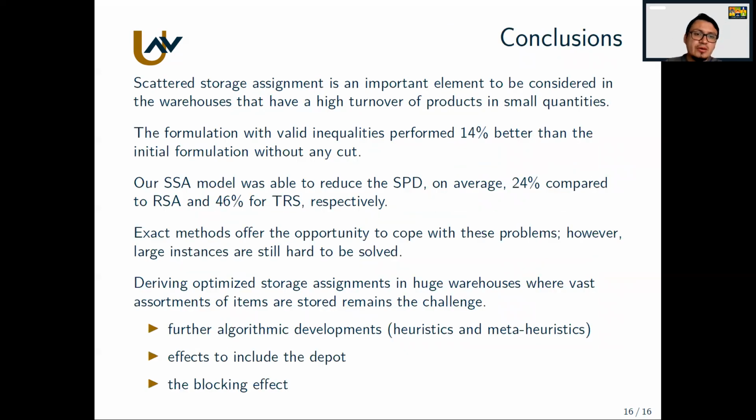As a conclusion, we can say that our scattered storage method is a really useful method to apply for some specific businesses. To be more clear, this type of storage works quite a bit better for e-commerce. Also, we can conclude that our formulation with valid inequalities was 14% better than the initial formulation without any valid inequalities. In general, scattered storage was 24% better than random storage allocation, and 46% better than traditional storage allocation. That is an important number that we need to take into account.